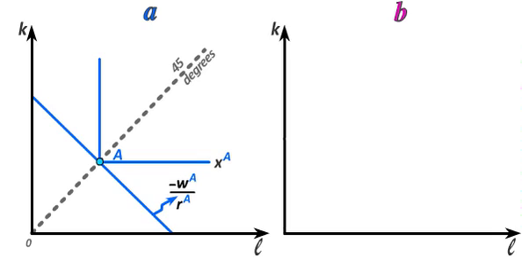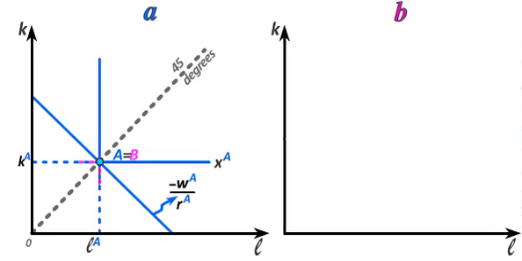We'll begin by assuming that the production plan A is the one production plan along this ray from the origin that is also profit maximizing. In other words, at the original output price PA, it is profit maximizing to use LA units of labor and KA units of capital to produce XA units of the output.